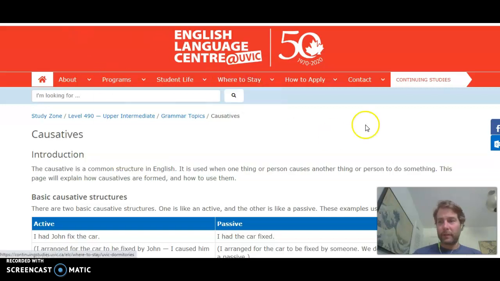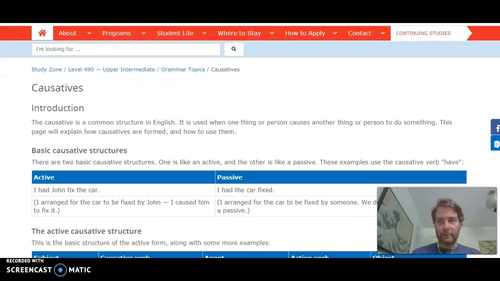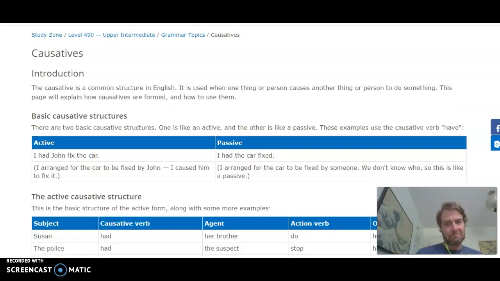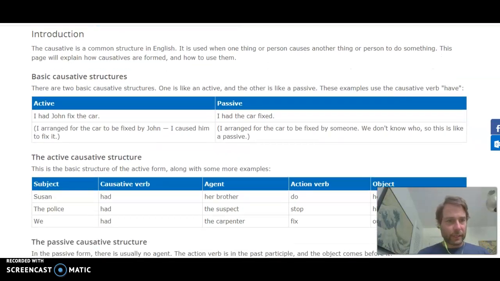Hi guys, this week I want to tell you about causative. It's something that you use sometimes, but it's something that is common, and I know that in French we use this a lot, but I'm going to show it to you in English.